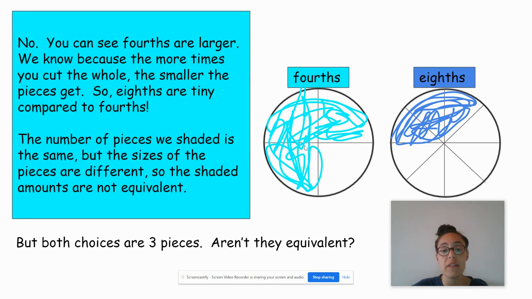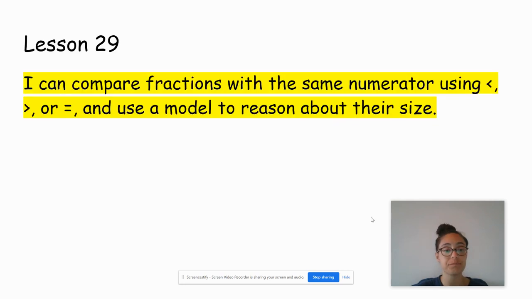So we know that the 4ths is the larger number. So the larger pieces are 4ths and the smaller pieces are 8ths. So yes, there are 3 pieces on each pizza, but the 8ths is a little bit smaller than the 4ths. So if you had a choice, you would rather break your pizza into 4 pieces than 8ths, because your 3 pieces are going to be a little bit bigger. So they aren't equivalent because our sizes of the pizza are bigger.